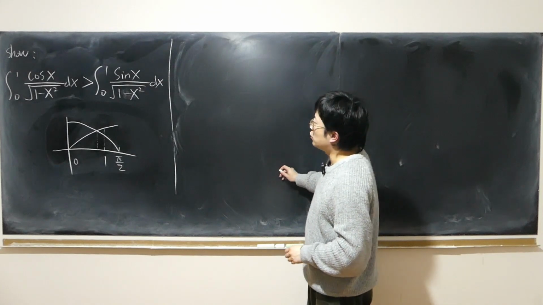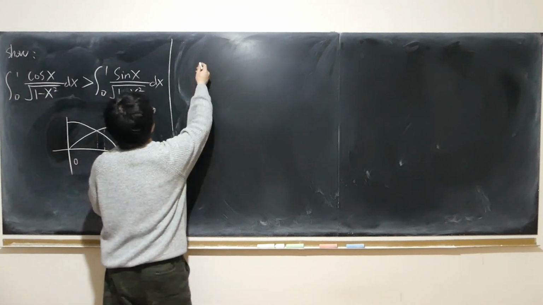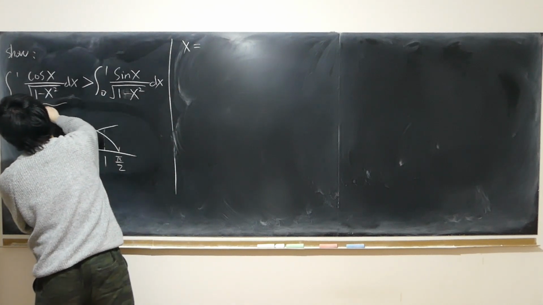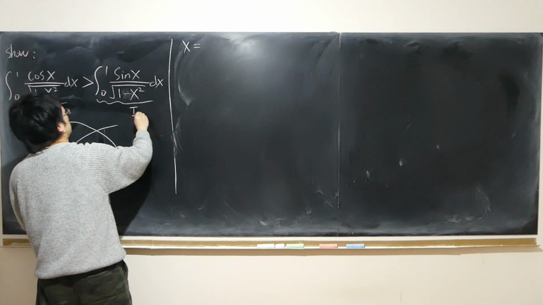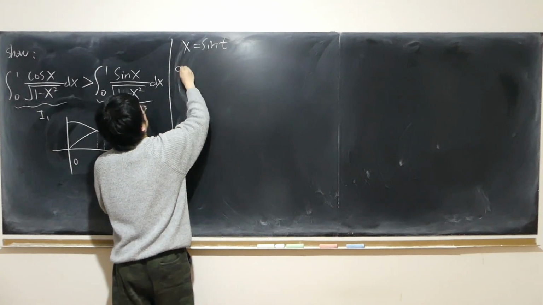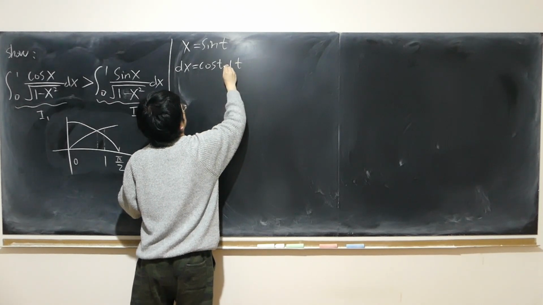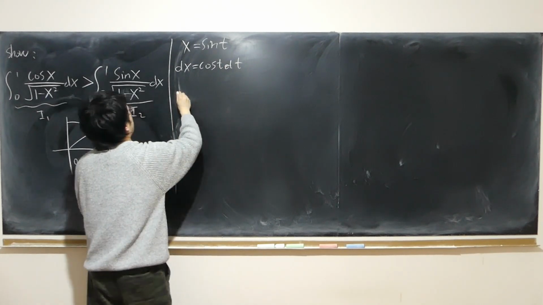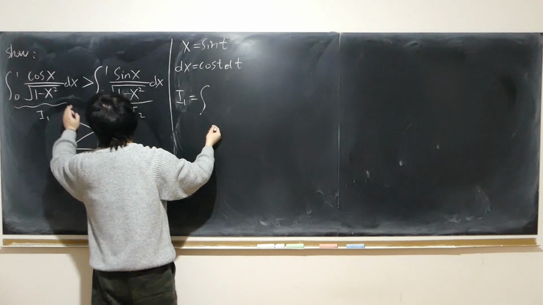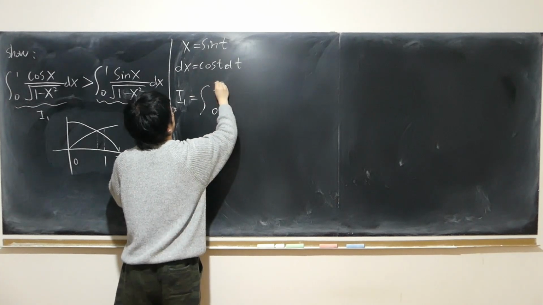But we can still make a substitution to begin with and turn it into a function that is easier to analyze. So, first integral: x, I let it equal sine t, so dx is cosine t dt. Now change the boundaries. When x is equal to 0, t is equal to 0. When x is equal to 1, t is equal to half pi.